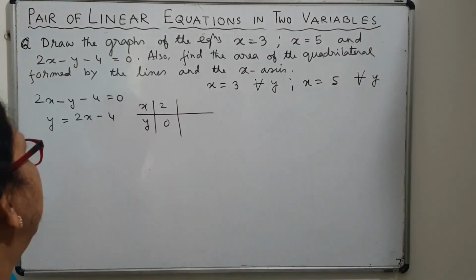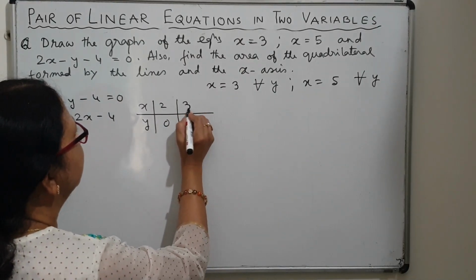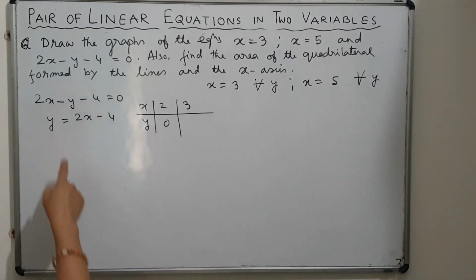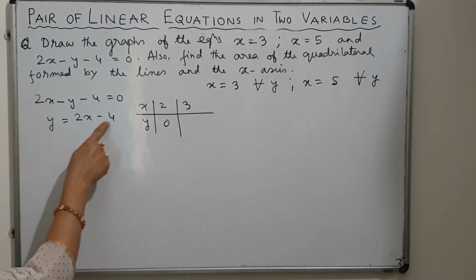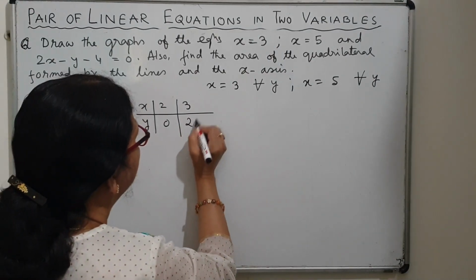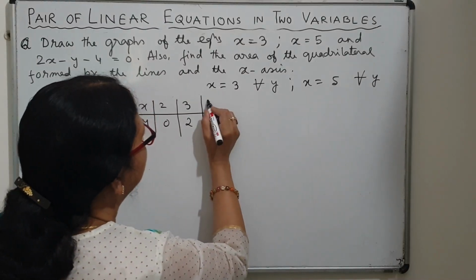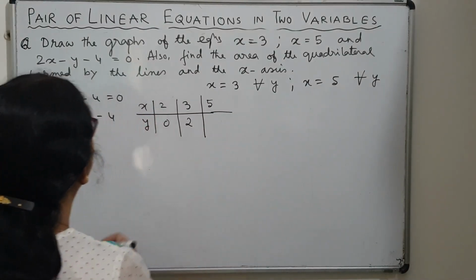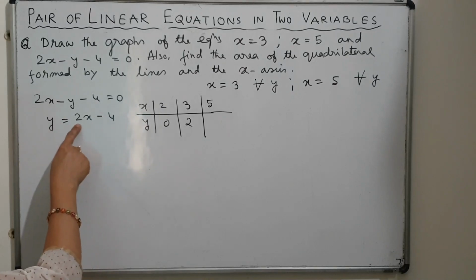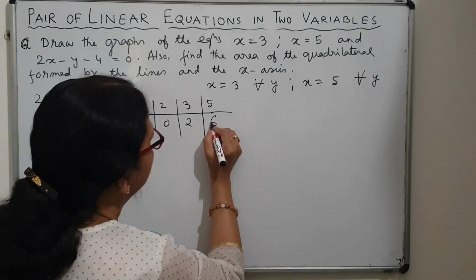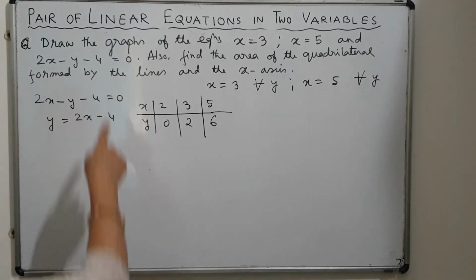So I should take a value for x, that is 3. So what is y? 3 twos are 6, 6 minus 4 is 2. Next, x is equal to 5 I have to take. So 5 twos are 10, 10 minus 4 is 6. So now we have to draw the graphs.